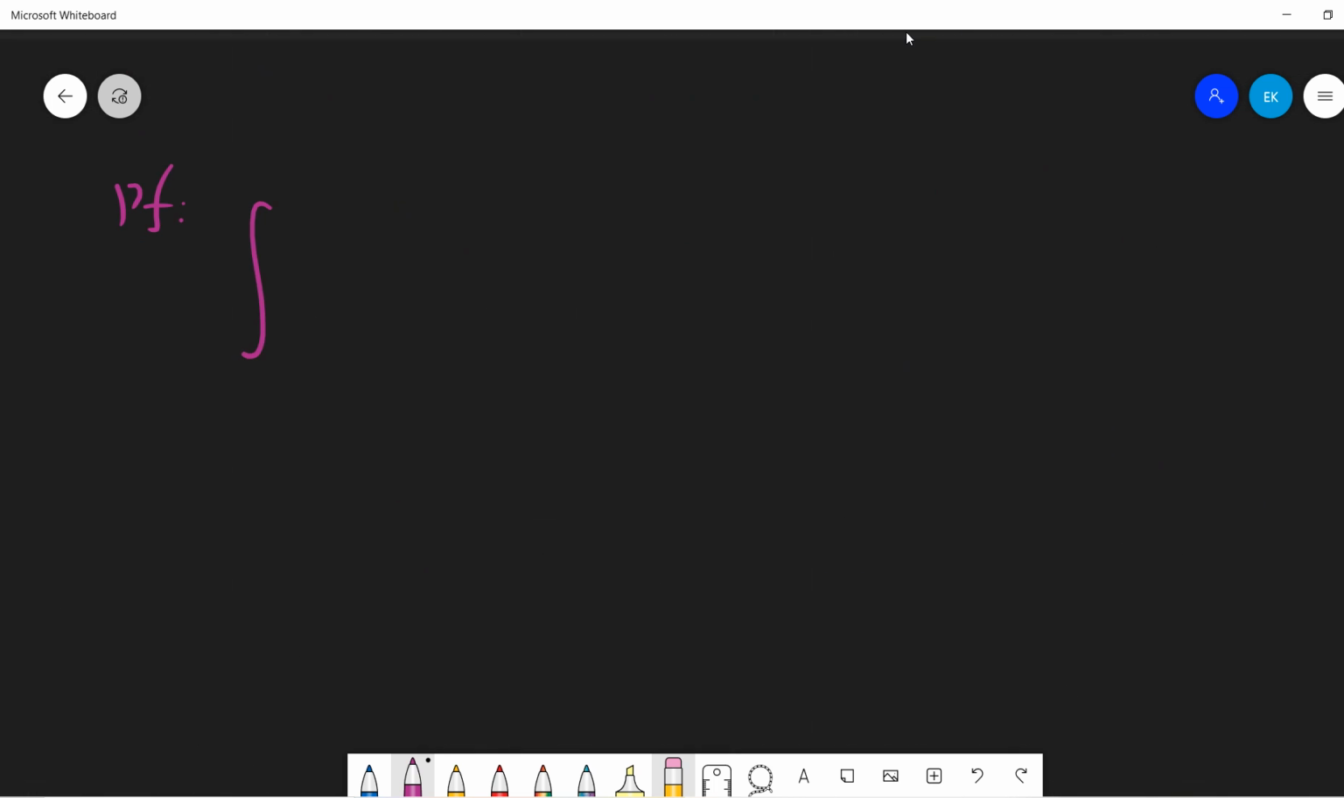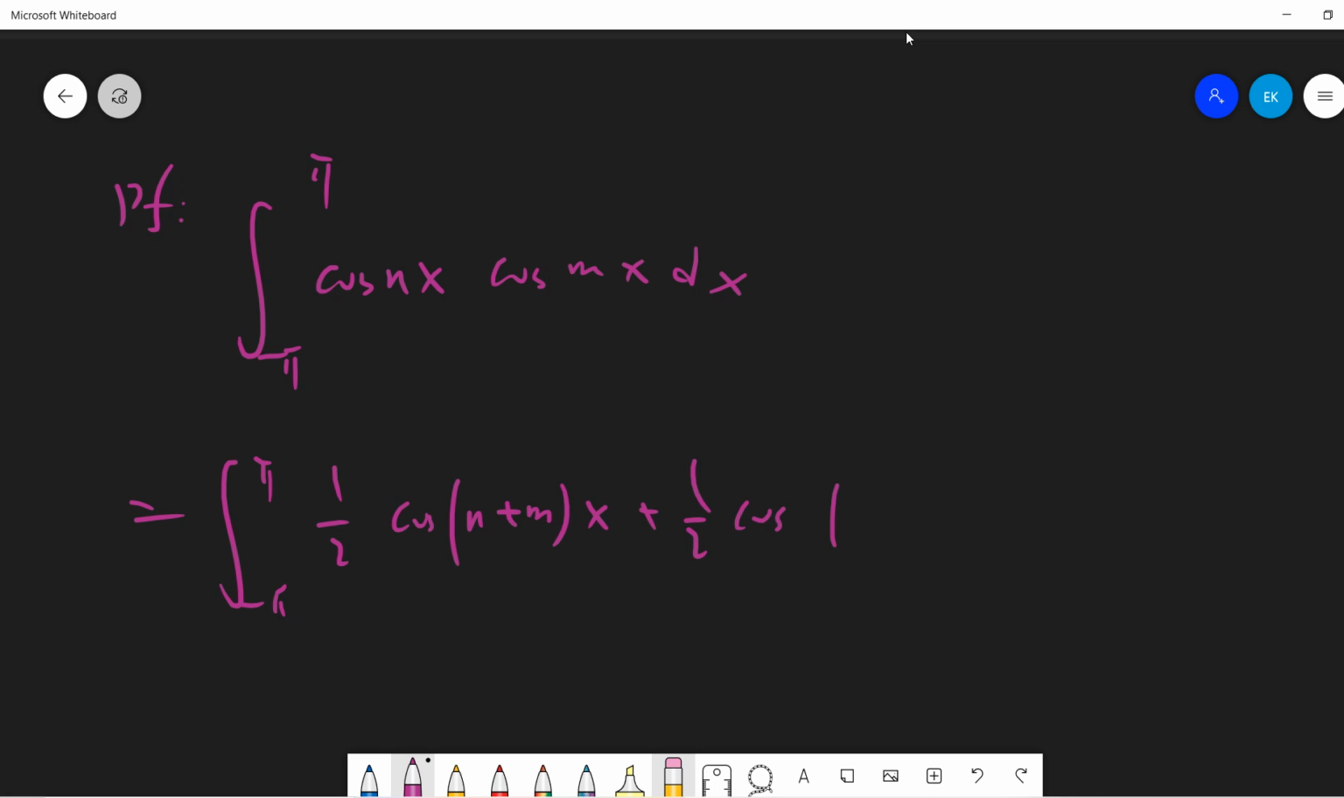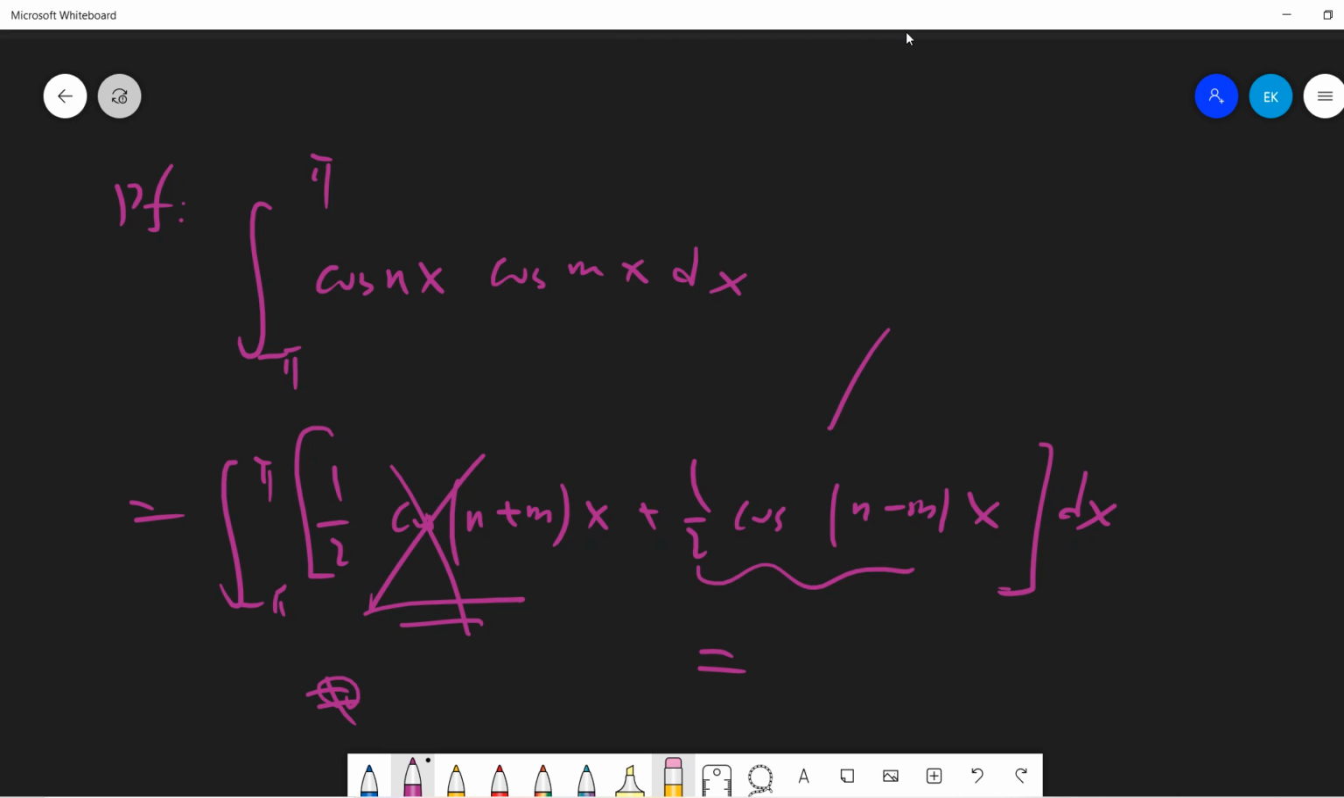So the proof: basically, if you have these two, then you can just write the product as a half cosine of (m plus n)x plus a half cosine of (m minus n)x. Okay, so this is definitely 0, because the integral of cosine kx from minus pi to pi must be 0 unless m is equal to n. So when m is equal to n, this term is just 1, and you will get the answer pi. And it's the same for the others.